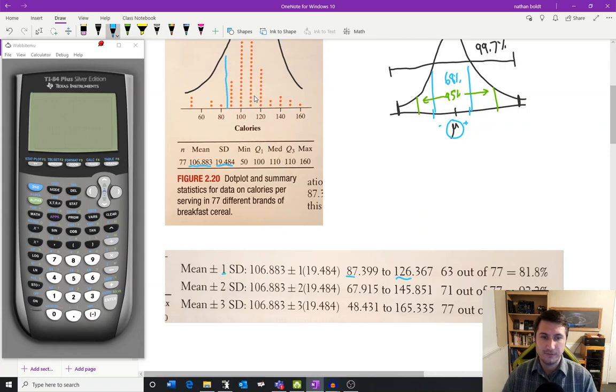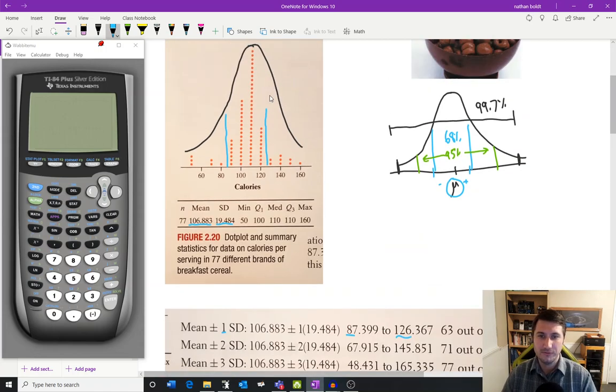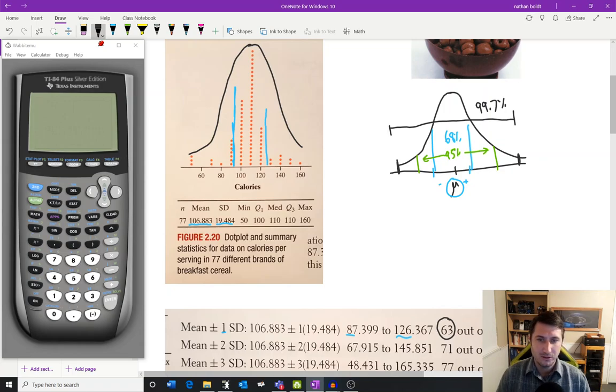And 126 would be about right there. So if we counted up all of these dots here, I'm wondering if 87 is actually right here. Something like that. And if we count all of those dots, we get 63 out of a total of 77, which gives us 81%. That's not looking very good. That was not 68% like it was supposed to be. Not looking good so far.